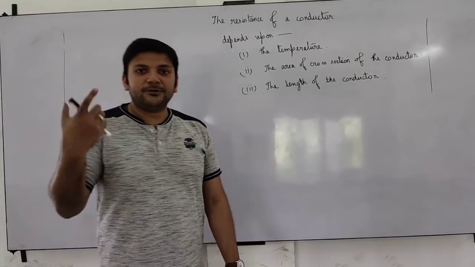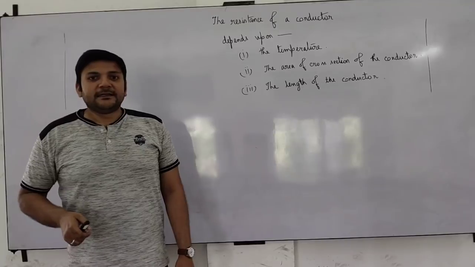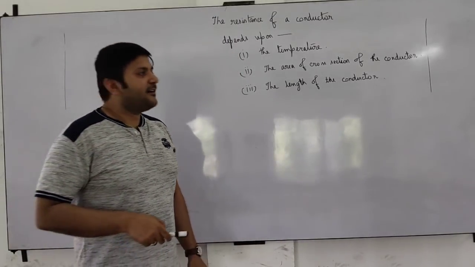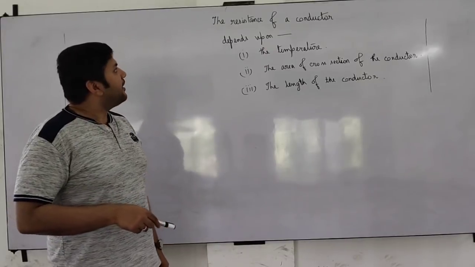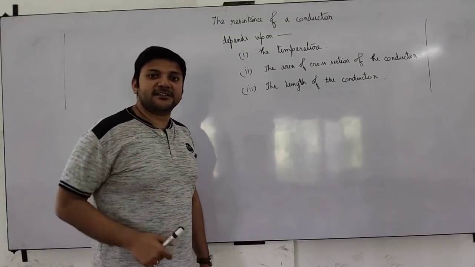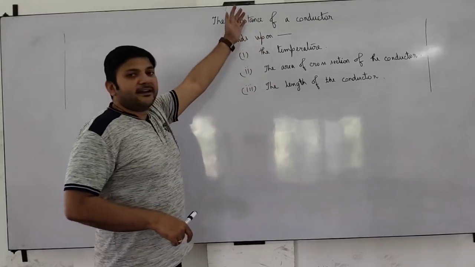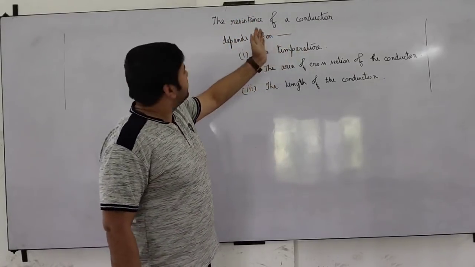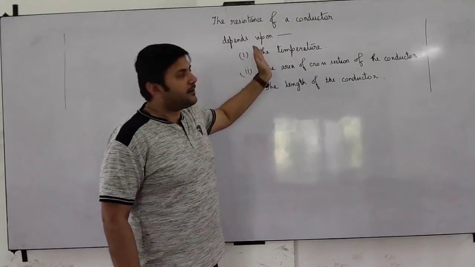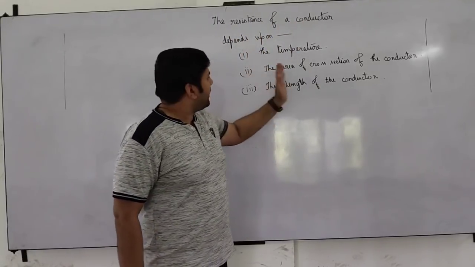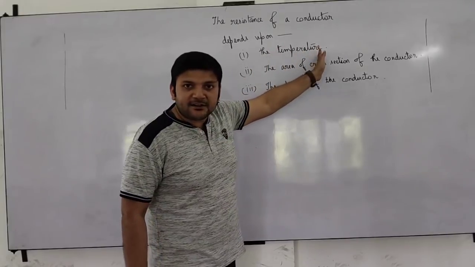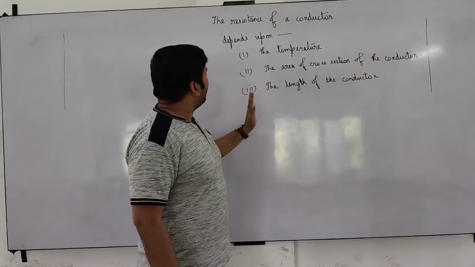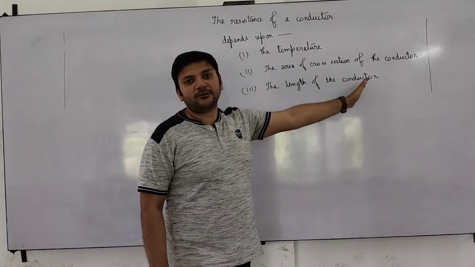Now I am going to start my second video about current electricity. Okay. In the last video, I told you that the resistance of a conductor depends upon number one, the temperature, number two, the area of cross section of the conductor, number three, the length of the conductor. Okay.